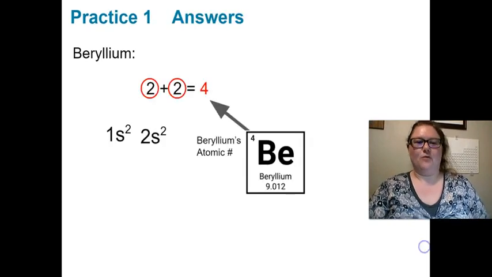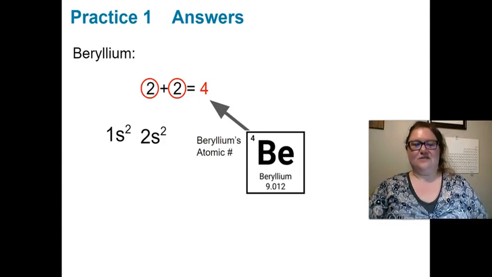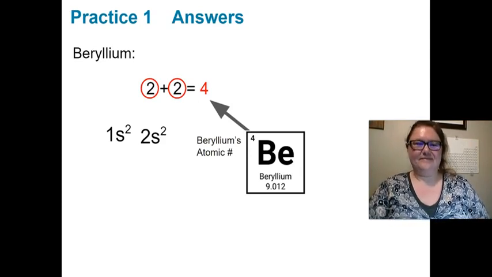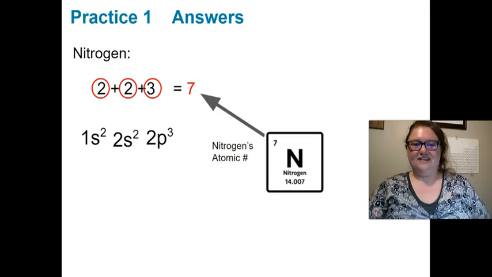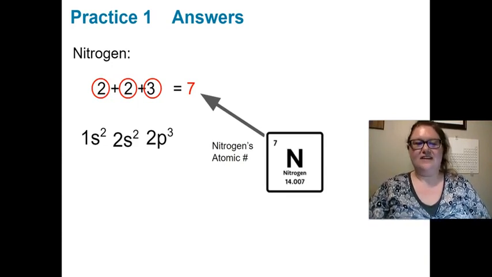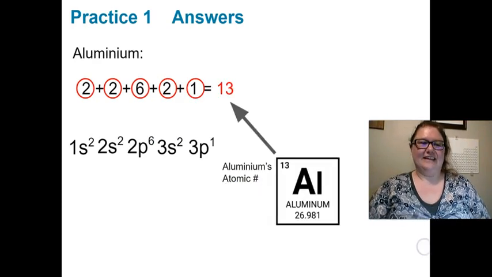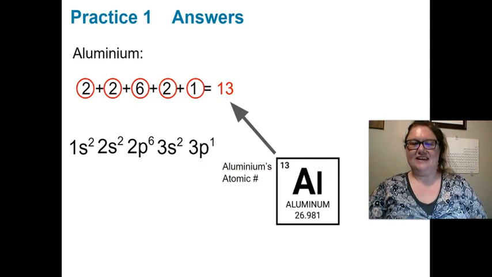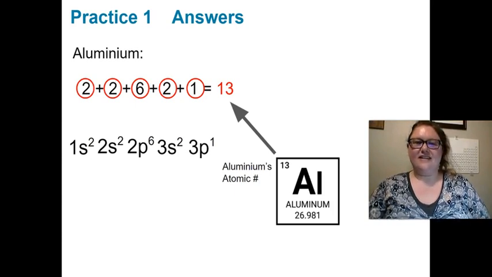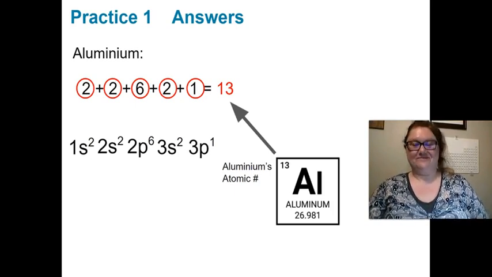So beryllium is element 4, and so its configuration is 1s2, 2s2. Nitrogen is element number 7, so nitrogen's configuration is 1s2, 2s2, 2p3. And lastly, aluminum is element number 13, so its configuration is 1s2, 2s2, 2p6, 3s2, 3p1.